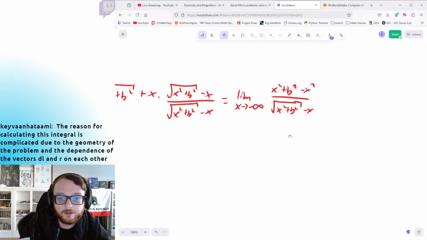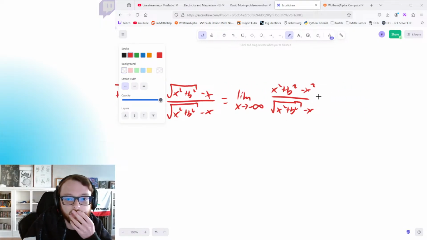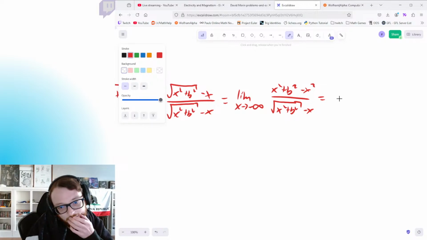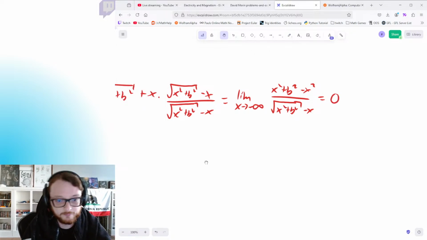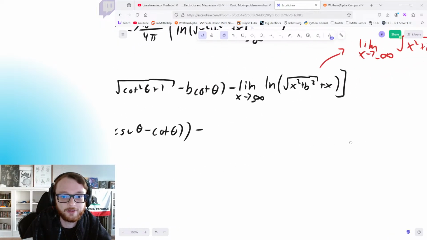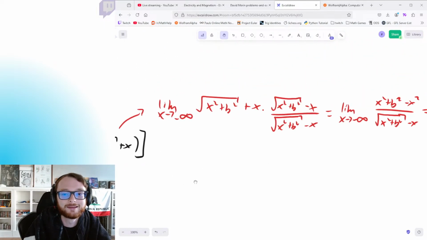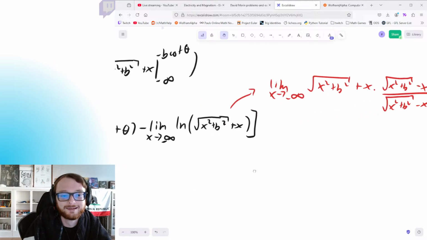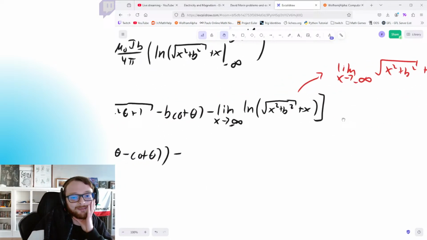Okay. And this is good because we get 0? Because the denominator is going to positive infinity now, right? Yeah, good. Oh, ln of 0, oh no. That's not good. We don't want 0 inside of an ln.